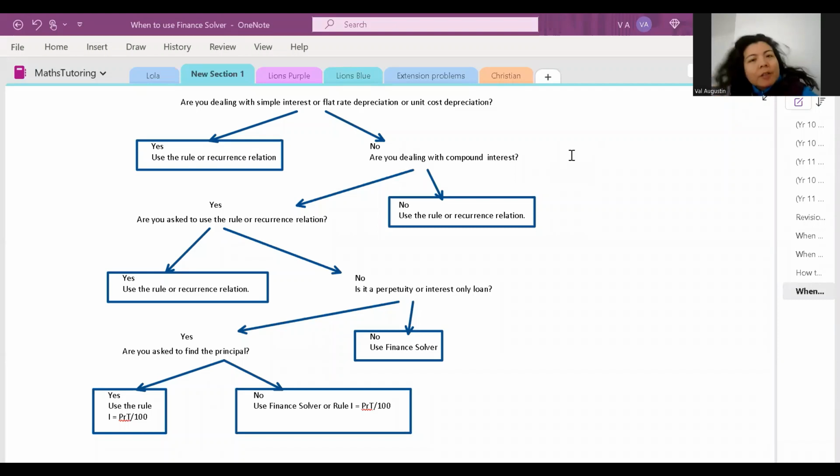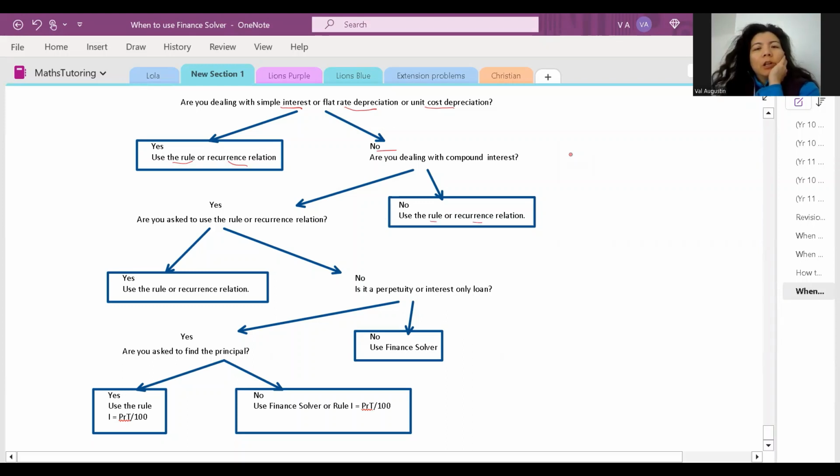So folks, here is a summary of when to use Finance Solver or not. If we start with the first question, are you dealing with simple interest or flat rate depreciation or unit cost depreciation? If the answer is yes, we must use the rule or recurrence relation. Do not use Finance Solver. If the answer is no, then we continue with the flow chart. Are you dealing with compound interest? If the answer is no, we must use the rule or recurrence relation.